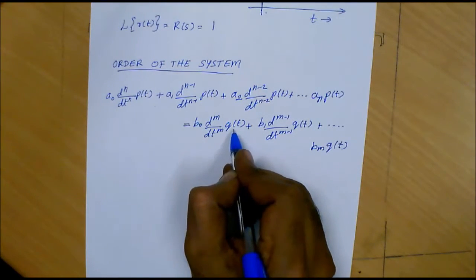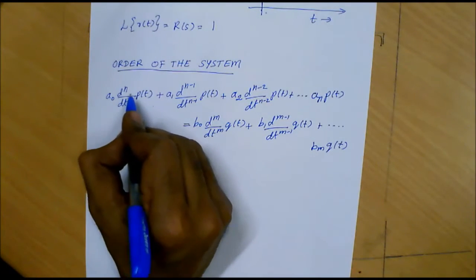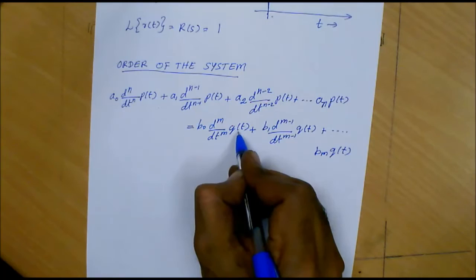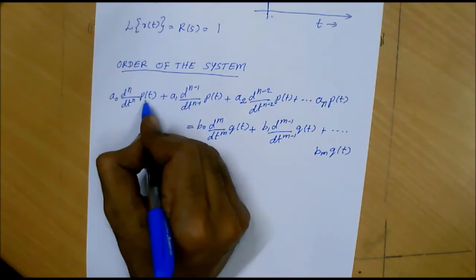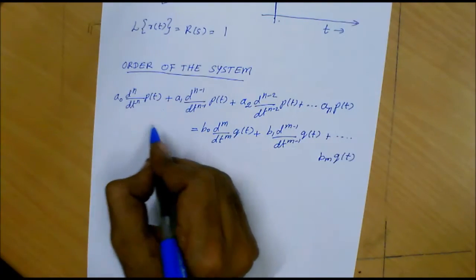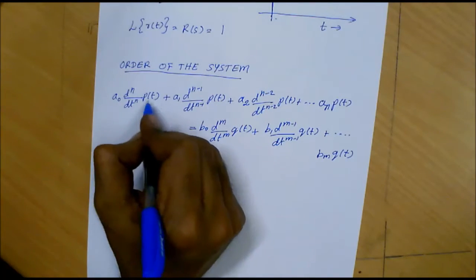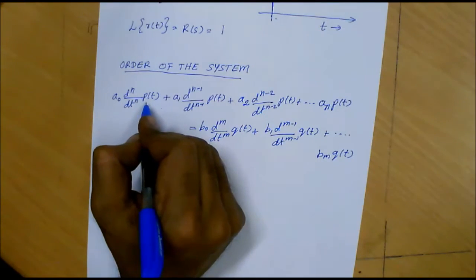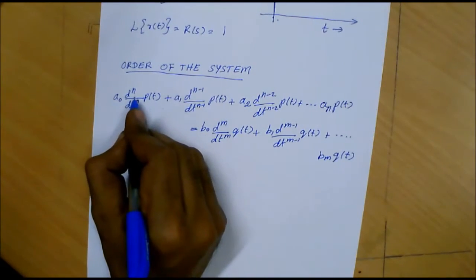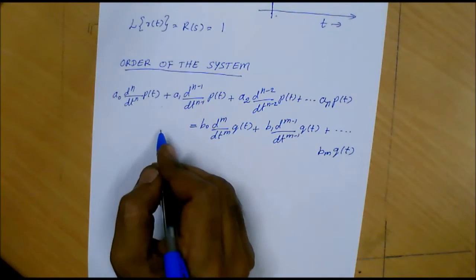Here the system is related by nth order differentiation of the output and mth order differentiation of the input. Since the output is having the nth order differentiation, we call this system as nth order system. So by looking at the order of the differentiation of this output, we can find the order of the system. So here in this equation, we have the system with the nth order. If you take the Laplace transform of this differential equation, we will be getting the transfer function.